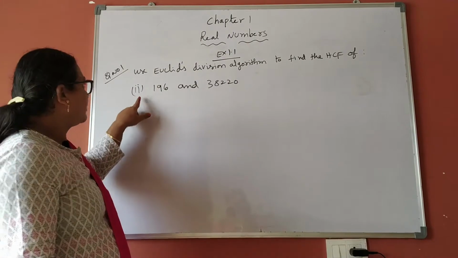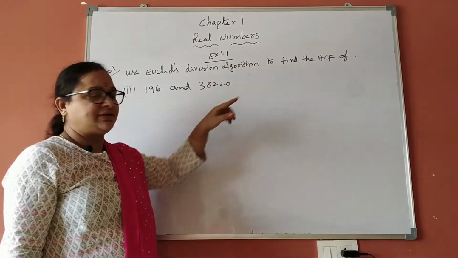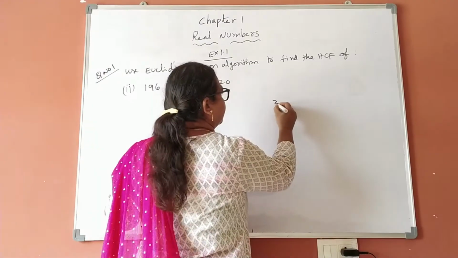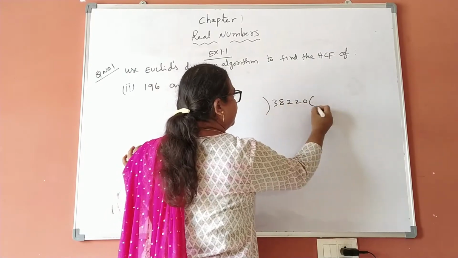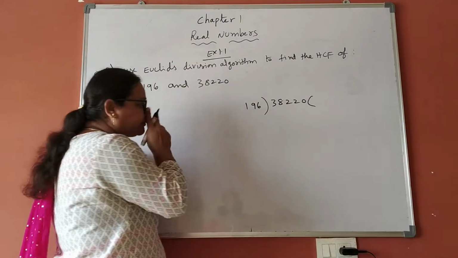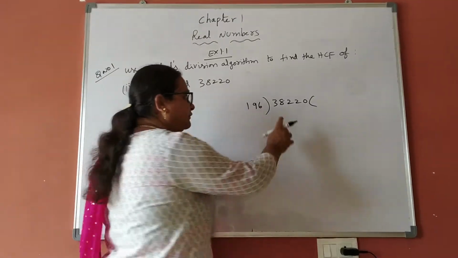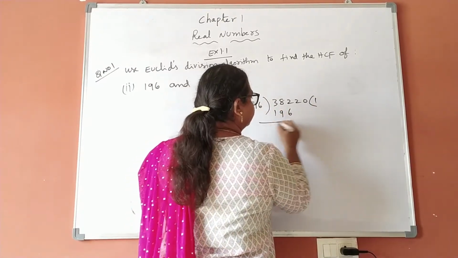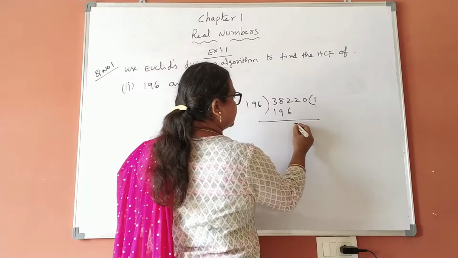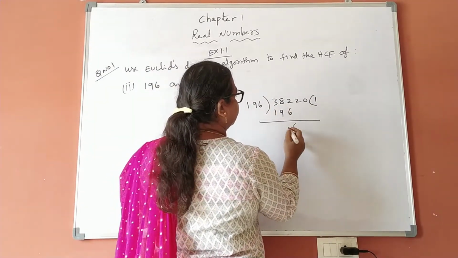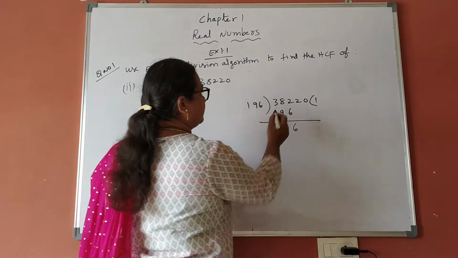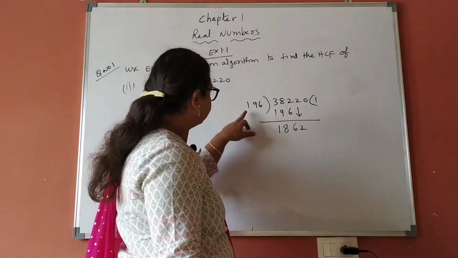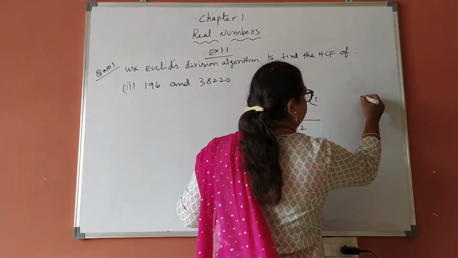Question number 1, part 2. Use Euclid's division algorithm to find the HCF of 196 and 38220. 38220 is divided by 196. It is a big number, so we will see the first 3 digits. 1 time 196, 12 minus 6, 6, 17 minus 9, 8, and 2 minus 1, 1, bring down 2. This is 1862, this is 196. So obviously 9 times it will go.